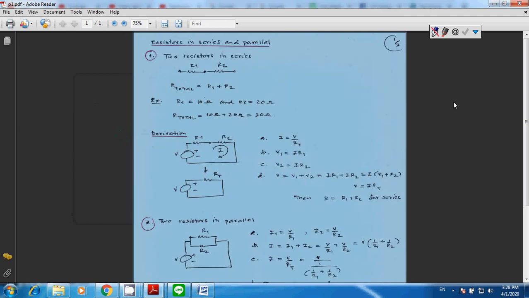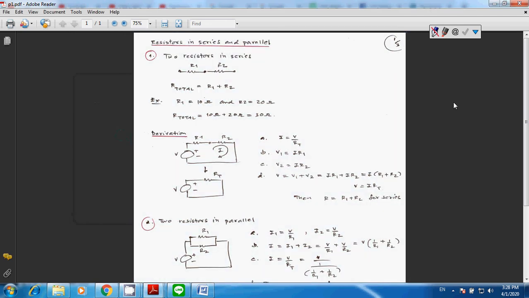Hi everybody. Today I'm going to talk about resistors in series and parallel. Let's review whatever you have studied before. In general, by Ohm's law, V equal to IR, or the voltage equal to the current multiplied by resistance.